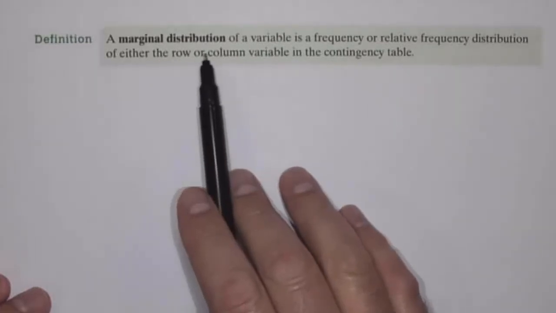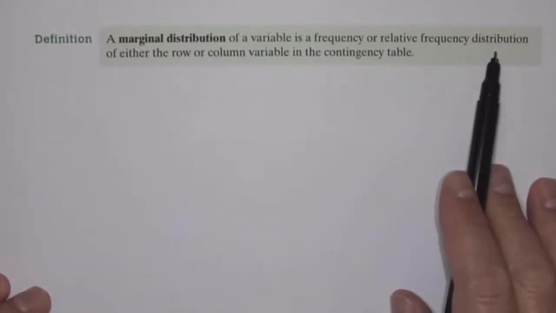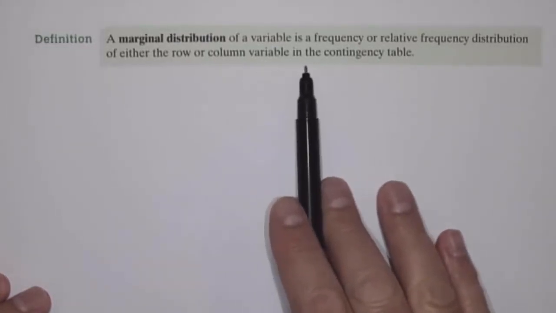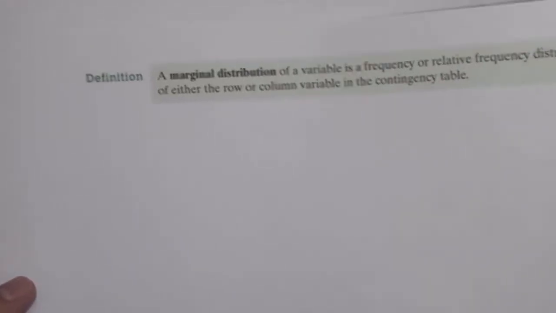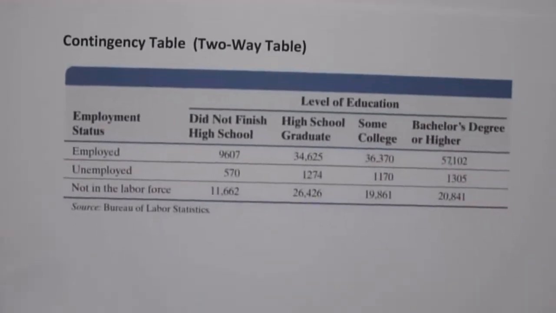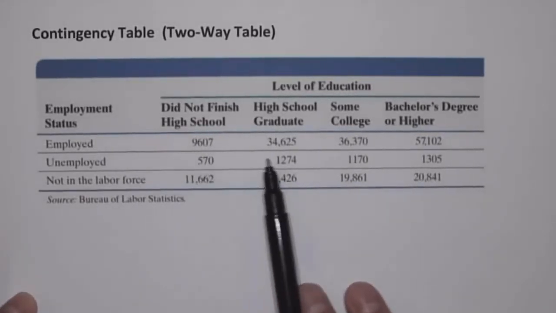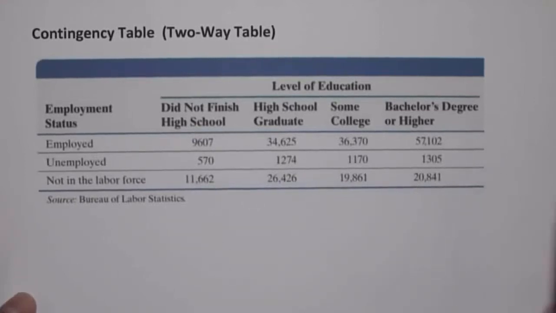A marginal distribution of a variable is a frequency or relative frequency distribution of either the row or the column variable in a contingency table. So if we look again at our table, if I want to create a marginal distribution, we can either make a frequency marginal distribution or we can make a relative frequency marginal distribution.